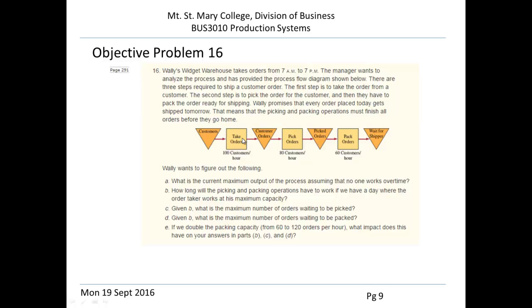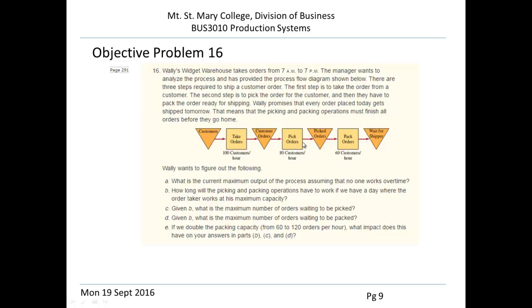Okay, so this is your factory, let's say. Wally's Widget World is your factory. You've got to figure this thing out as to how many orders you can process so you make your customers happy. So the first process is taking the order at 100 customers per hour. Your throughput rate is 100 customers per hour. On pick orders, it's 80 customers per hour, and on pack orders, it's only 60 customers per hour. Immediately you can see the bottleneck is going to be the pack orders.